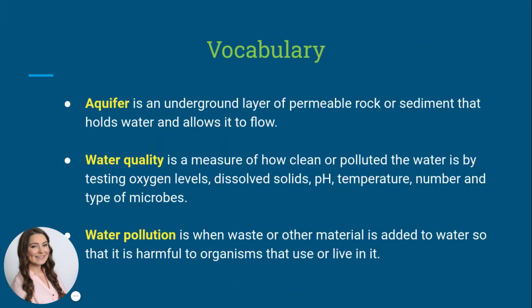First, let's review some very basic vocabulary as it relates to water. An aquifer is an underground layer of permeable rock or sediment that holds water and allows it to flow. People get water from an aquifer by drilling a well. Water quality is a measure of how clean or polluted the water is by testing things like oxygen levels, dissolved solids, pH, temperature, number, and type of microbes. Water pollution is when waste or other material is added to water so that it is harmful to organisms that use or live in it.